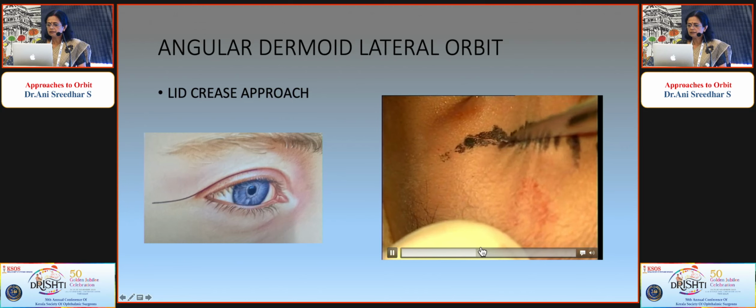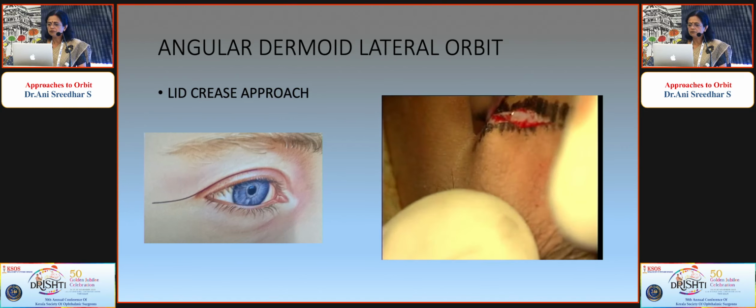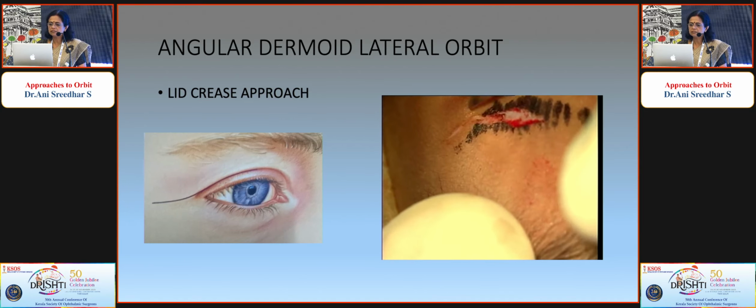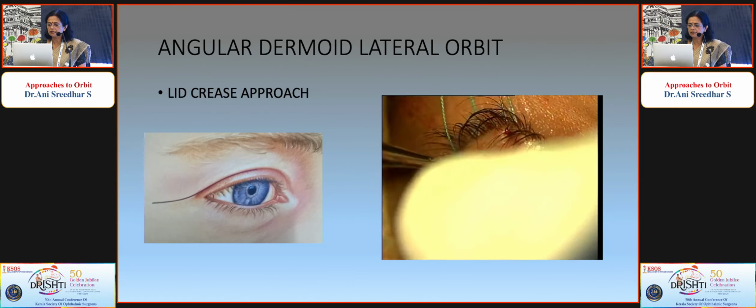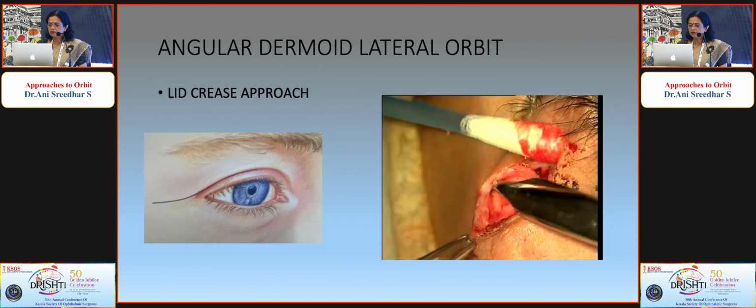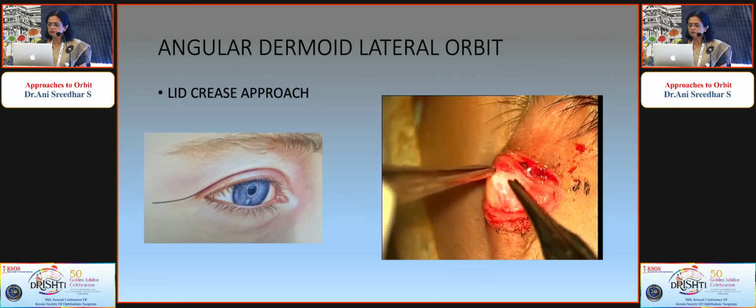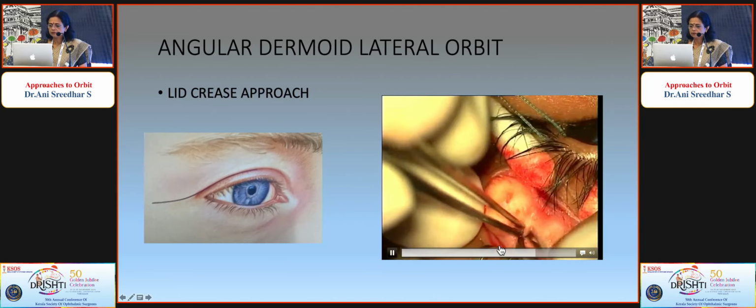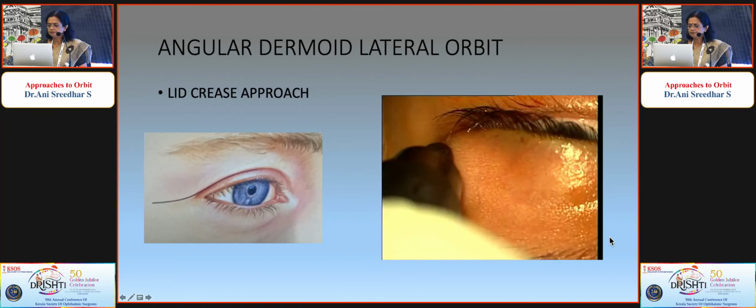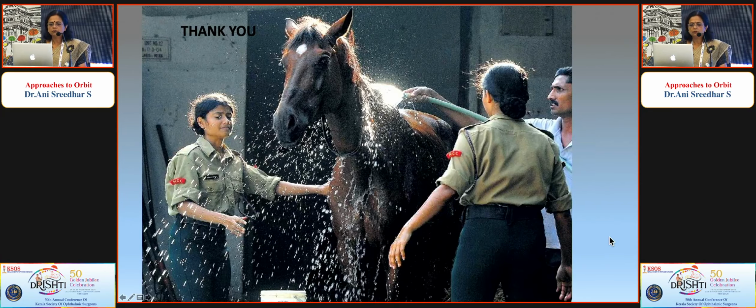And then you have to remove the dermoids in toto, otherwise the patient will come to you later with a recurrence. And then I don't use a cryo for dermoids now, and then excise it. So we have tamed wild animals even, so orbitotomy is easy once you know how to approach it. Thank you.